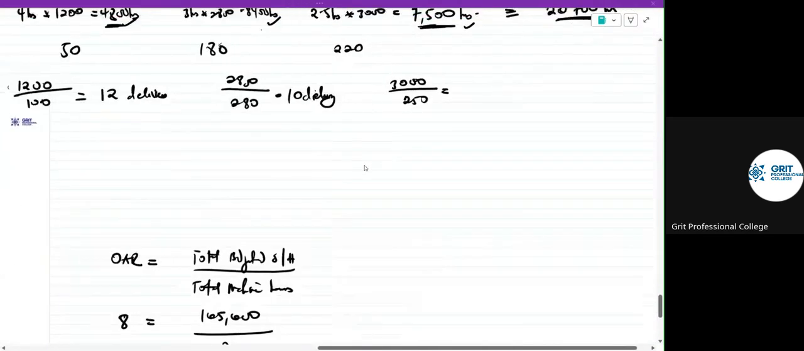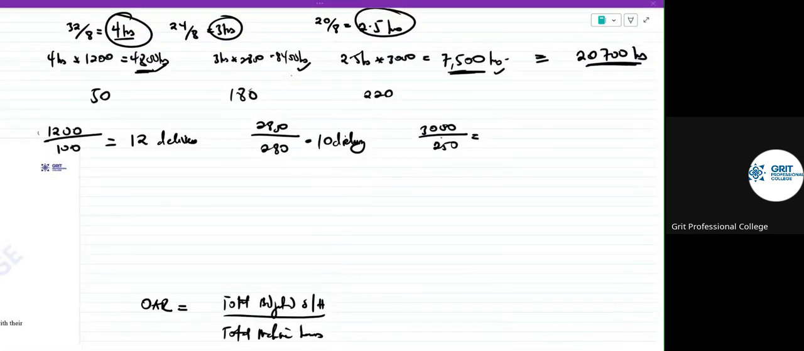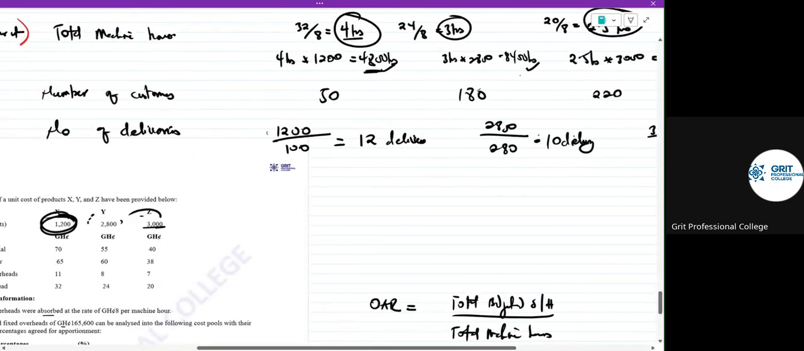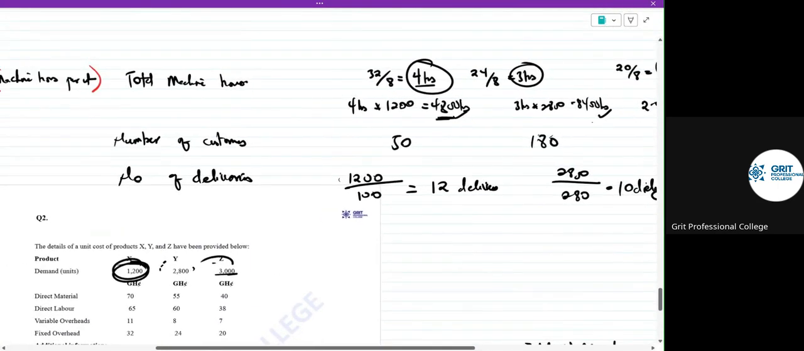So we were basically on the last one. How many deliveries do we have to make? 12 deliveries. All right. So 12 deliveries to cover the entire production that we make. That is basically it. So now our cost driver data is exactly how we want it.